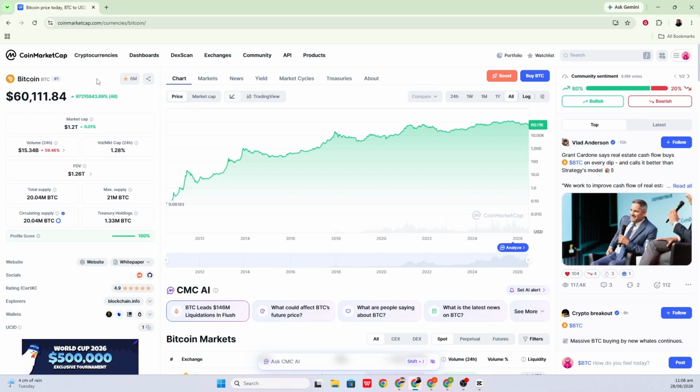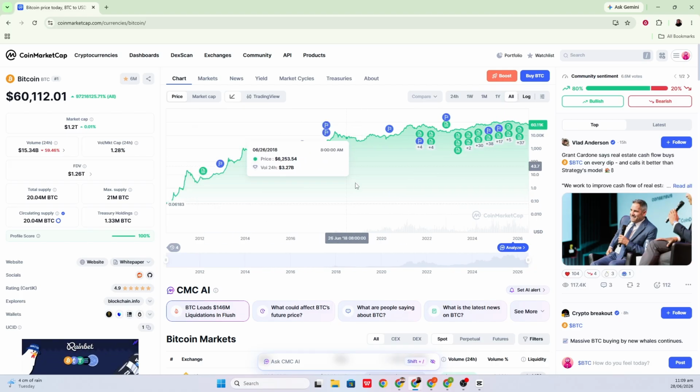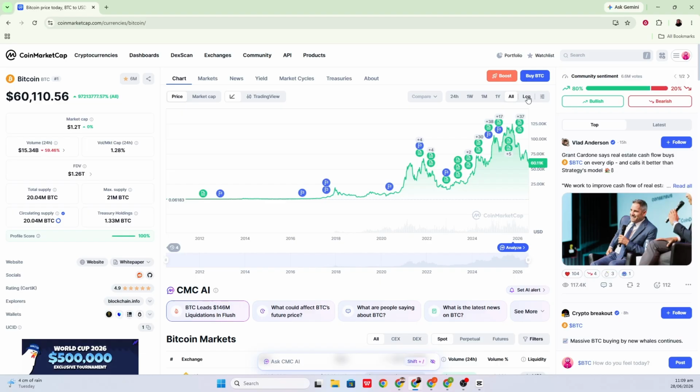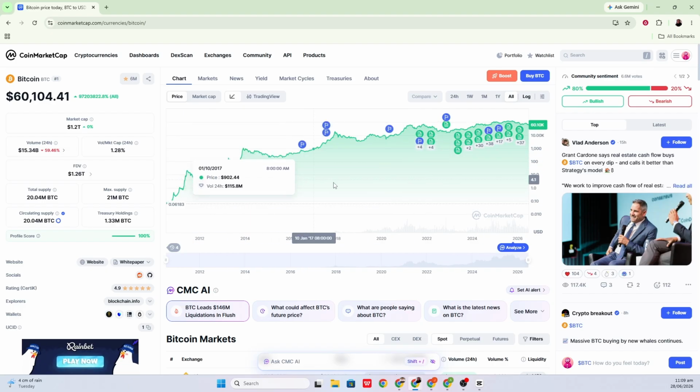To analyze Bitcoin's long-term chart, select Bitcoin and scroll down to the chart section. Change the time frame setting to all, then change the chart display from linear to log, which represents logarithmic. The logarithmic chart setting allows you to view Bitcoin price movements based on percentage changes instead of absolute price values. Use this setting when reviewing Bitcoin's previous long-term market cycles.